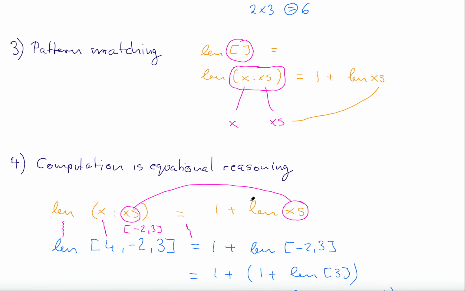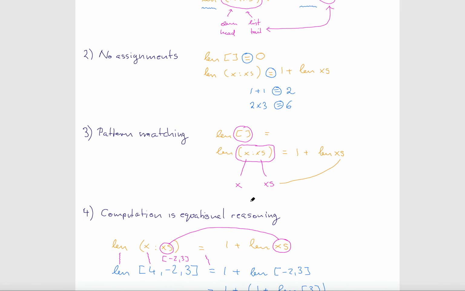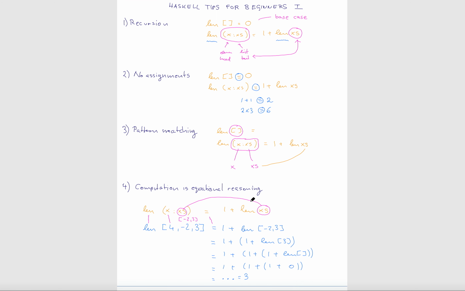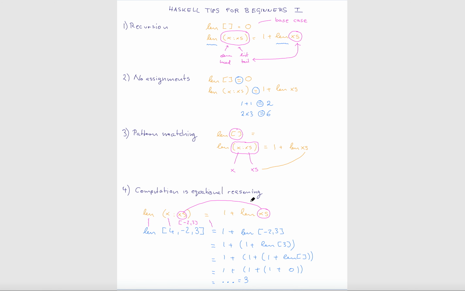Okay, so let me just quickly summarize what we have seen. So my 4 tips: Haskell for beginners, use recursion instead of loops, remember that you have no assignment, use case distinctions and pattern matching instead of if then else, and if you don't understand what the program is doing, do a pen and paper computation by hand.